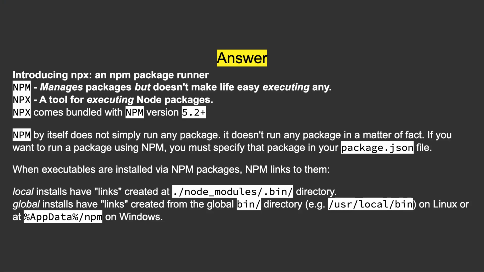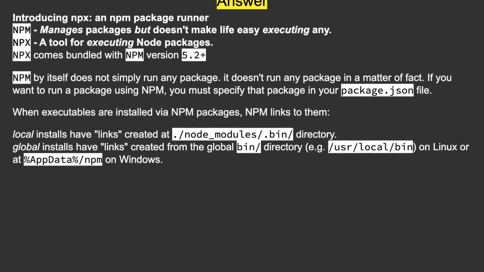When executables are installed via NPM packages, NPM links to them. Local installs have links created at the ./node_modules/.bin directory. Global installs have links created from the global bin directory, for example /usr/local/bin on Linux or at %AppData%/npm on Windows.